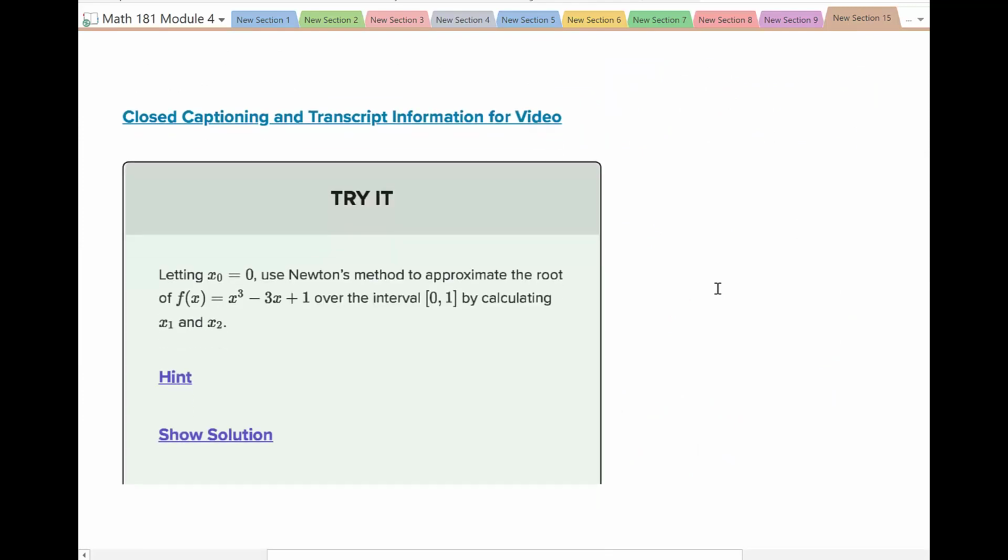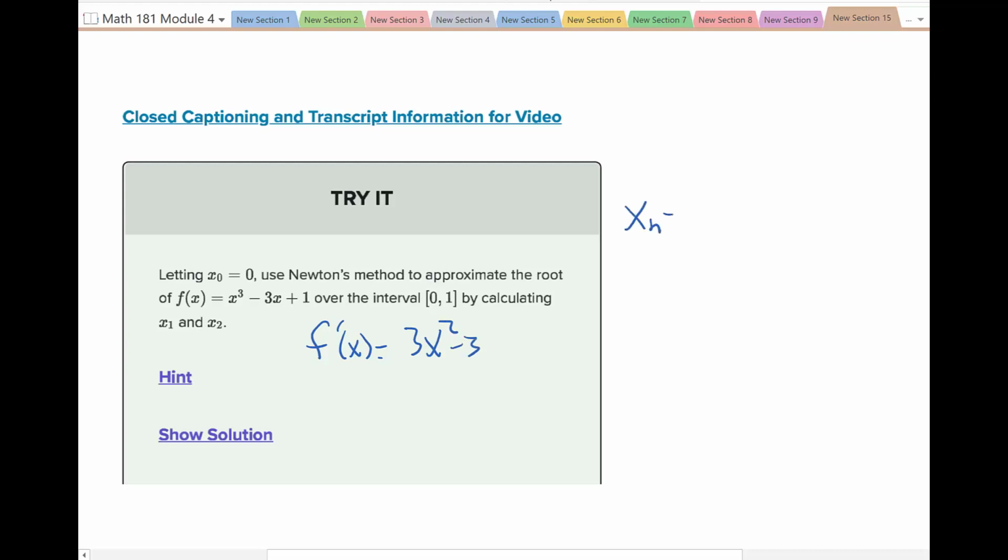Here's another one. Let x sub 0 equals 0. Use Newton's method to approximate the root of f of x equals x cubed minus 3x plus 1 over the interval from 0 to 1. Now it's the same formula. So from 0 to 1, we're going to start at x equals 0 instead of x equals 2. As we saw before, our f prime of x was 3x squared minus 3.